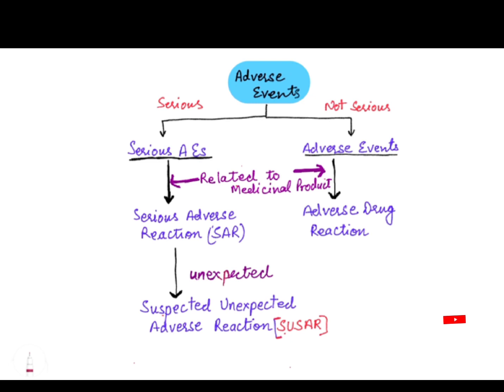Hello everyone, in this video we will learn how safety is assessed in pharmacovigilance based on three criteria. What are these three criteria? The first is seriousness.